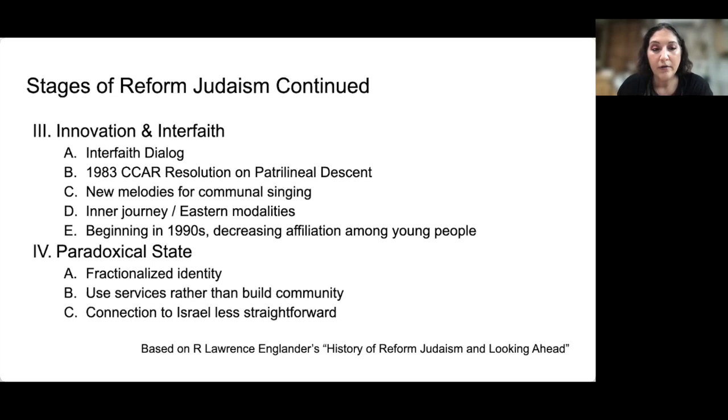Then the period that we tend to think back of, and we tend to expect it to be as it is now, is the innovation and interfaith time frame. The time frames between the third and fourth stages are a bit more amorphous, but I believe that it's really from the 80s and 90s and maybe the early 2000s in the third stage, and then the paradoxical stage is what we're in now.